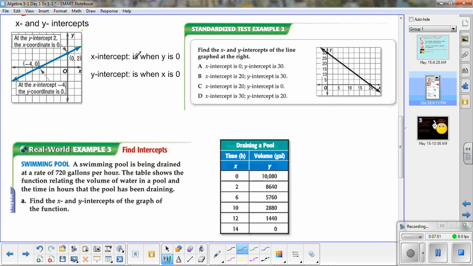The thing to remember about intercepts that you might want to have in your notes is that the x-intercept is when y is 0, and the y-intercept is when x is 0. Sometimes kids miss or switch those two things around and get confused. But the x-intercept is when y is 0, the y-intercept is when x is 0. So in this example, it says find the x and y-intercepts of the line graphed at the right. Well, the x-intercept is right here. The x-intercept is 20, and the y-intercept is 30. So we would choose B. X-intercept is 20, y-intercept is 30.